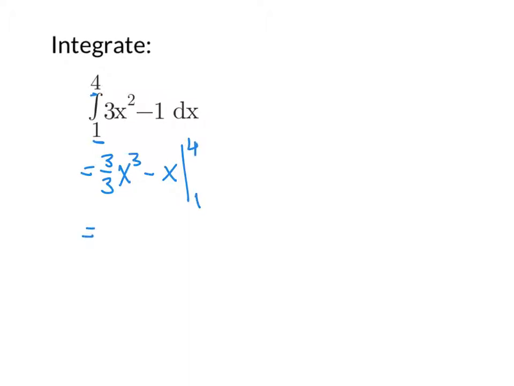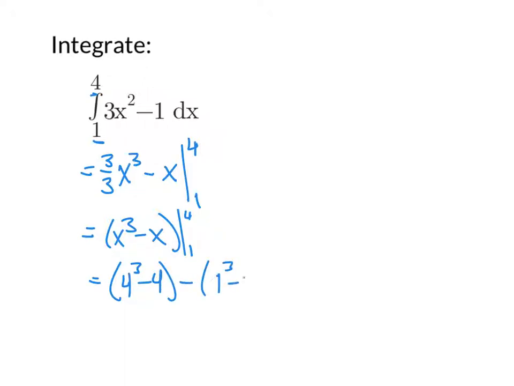And that means taking our expression, the x cubed minus x, and evaluating that from 1 to 4, means plugging in 4 first. 4 cubed minus 4. And then subtracting the value when we were to plug in 1. So 1 cubed minus 1. Gives me 64 minus 4 minus 1, which is 0. And so the value here will be 60.